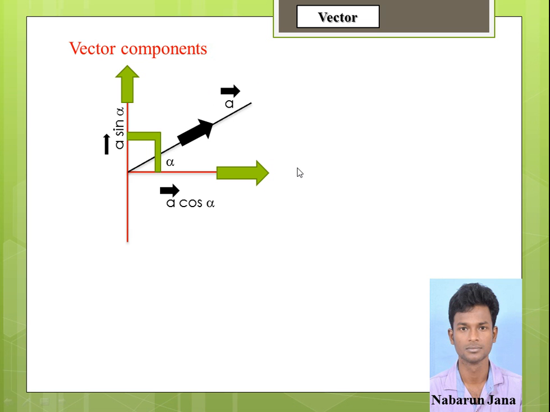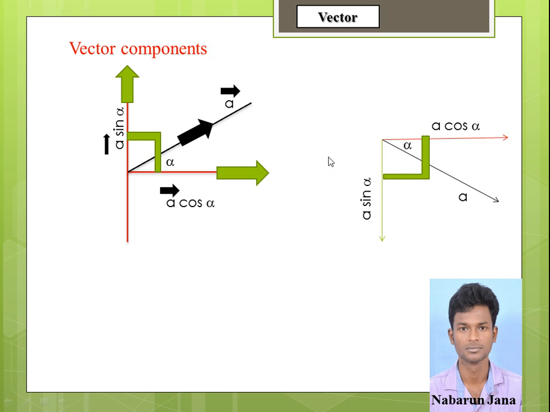Now let us see another example. Let A be a vector which is making an angle alpha with the red line. So what will be the component of A along the red line? Pause the screen and think about it. Yes, you are thinking correctly. It is A cos alpha. And the other component will be A sin alpha. This will be this. Yes, A sin alpha.